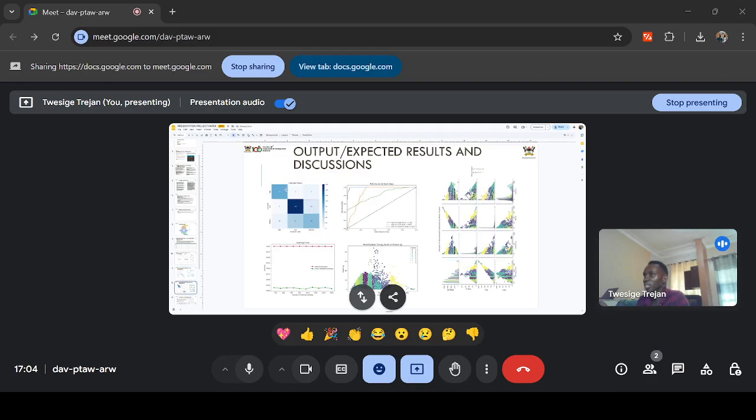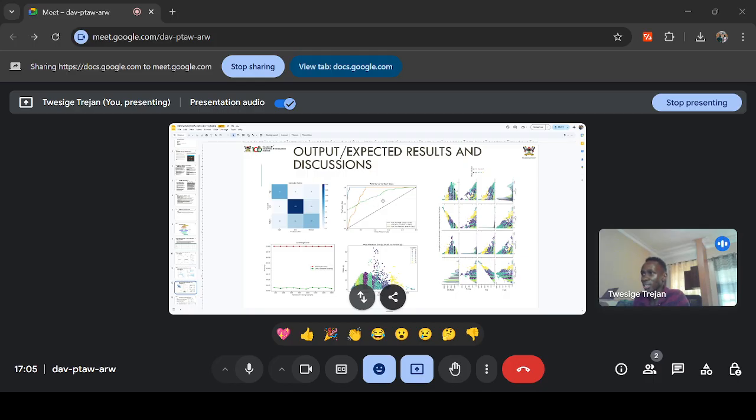Yeah, so after that, we could look at more outputs. For example, the first graph is a confusion matrix. This confusion matrix is specifically for the one that we have implemented, and that's the KNN and random forest classifier.